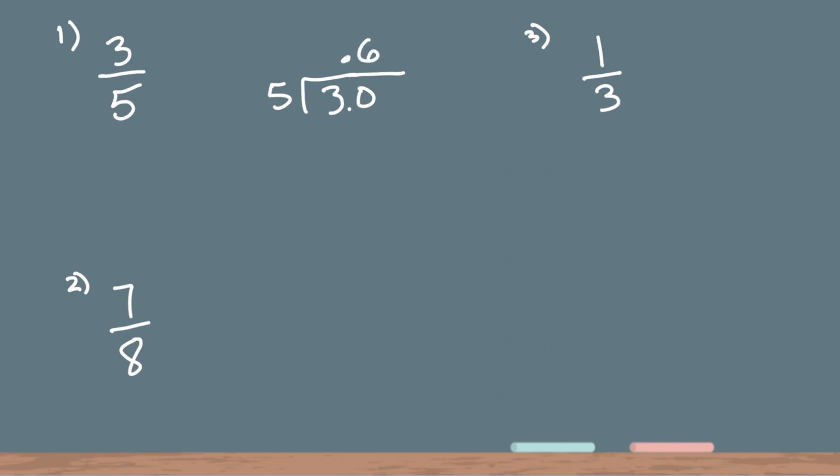And the reason why I'm putting a point is because the answer to our problem 3 over 5 is going to be less than one whole number. So it's going to be a 0.6 in this case. So we're going to take 5 times 6, which is 30. Write that out on the bottom. And then we're going to subtract that from the 30 on the top. So that's going to leave us with 0. So our answer to our first problem is 0.6.